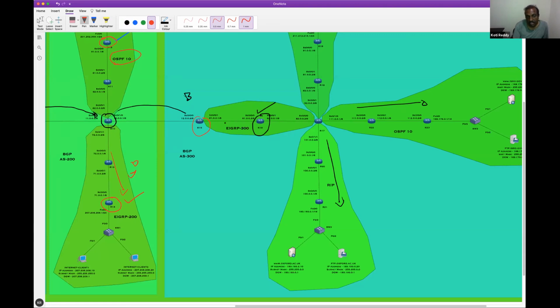But who should give to R16? What's enabled here? EIGRP. So I should do what? BGP into EIGRP. I should go to EIGRP 300, redistribute what? BGP 300 routes into what? EIGRP. Only then it will come till here, right? Or it will also go till R17. Let's do this. So I go to R15.